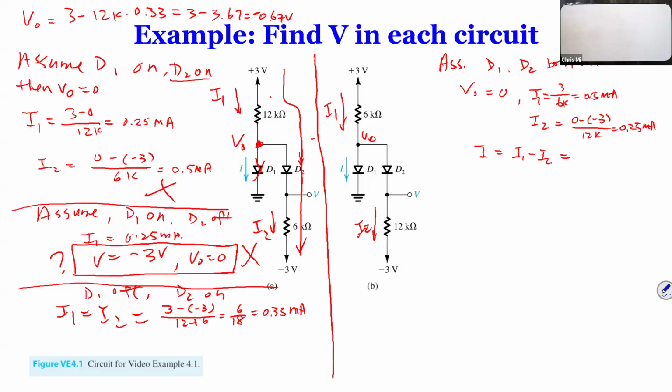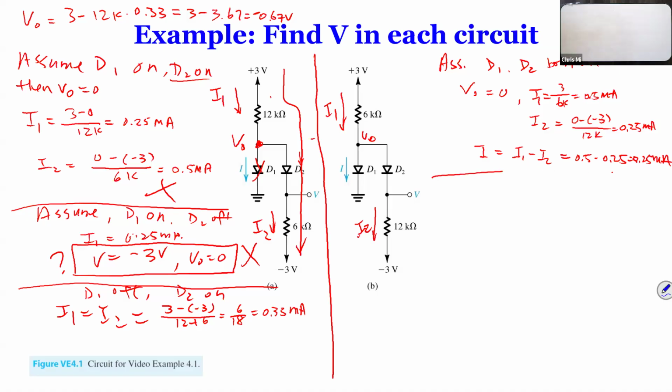I1 minus I2 equals 0.5 minus 0.25. Because we assume D1 is on, and we do have a current going through D1, which is okay. So it seems that we got the right answer right away in our very first assumption. But if you're not sure, you can go on to try different assumptions.